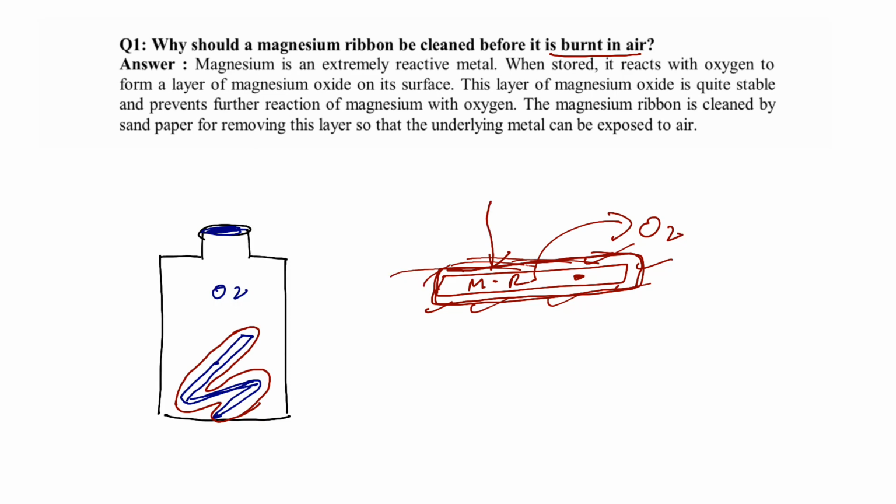We can read the answer, okay? Magnesium is an extremely reactive metal. When you store it inside the bottle, what happened? It reacts with oxygen to form a layer of magnesium oxide on the surface. Only on the surface, okay? So it is protected. It is not exposed to any gas. Okay, this layer of magnesium oxide is quite stable and prevents further reaction of magnesium with oxygen. Now, we want to burn it, right? Burning means what? Reacting with oxygen, but this thin layer protects magnesium from burning.